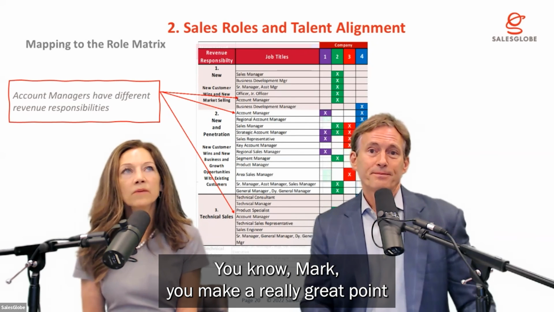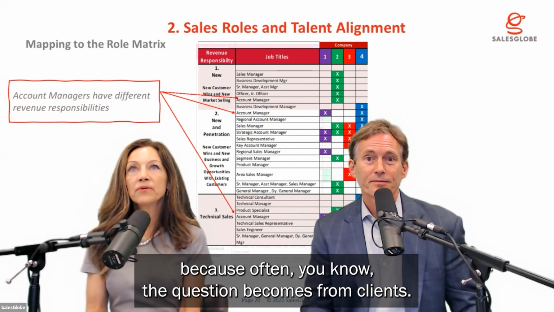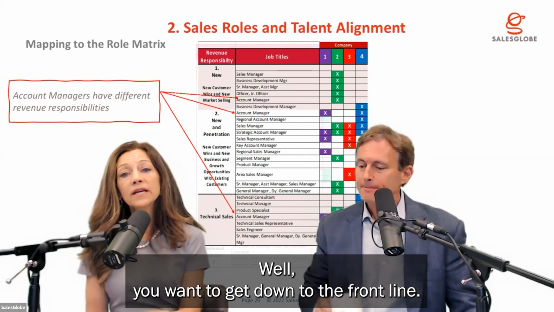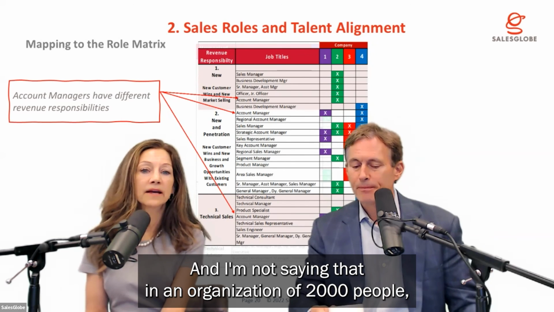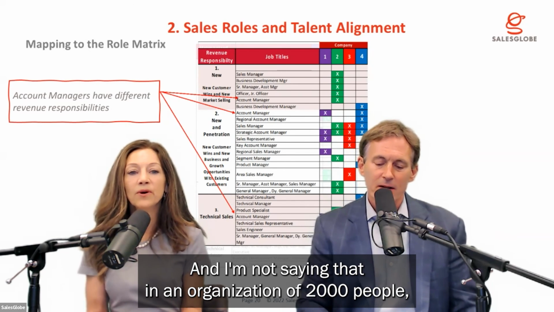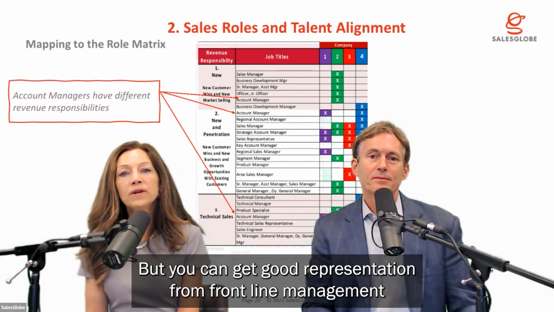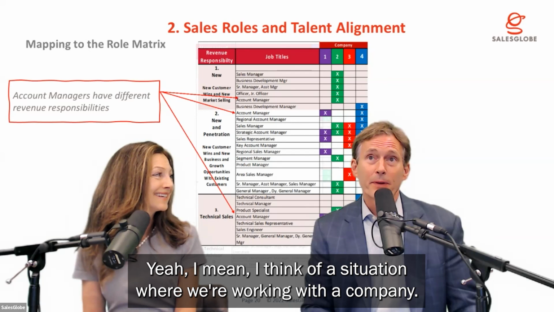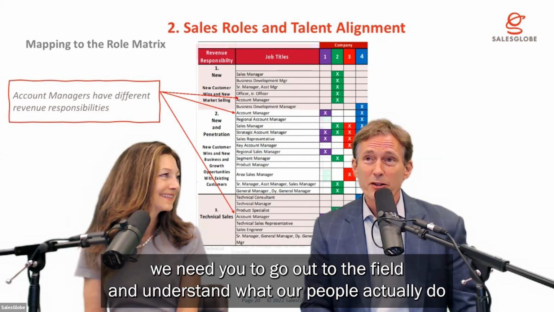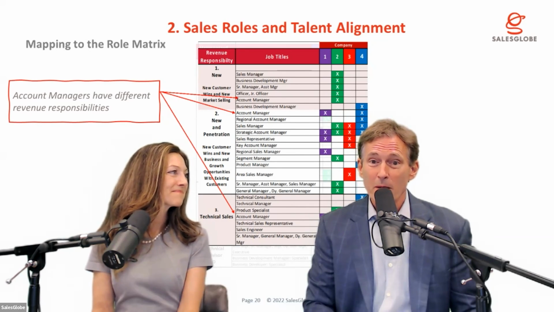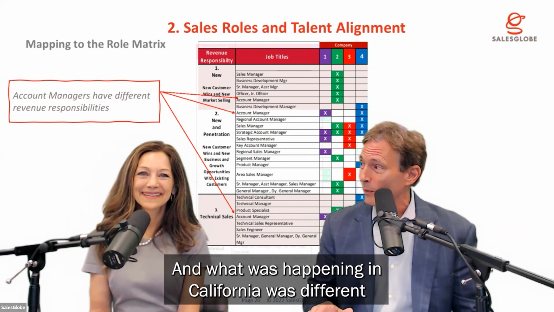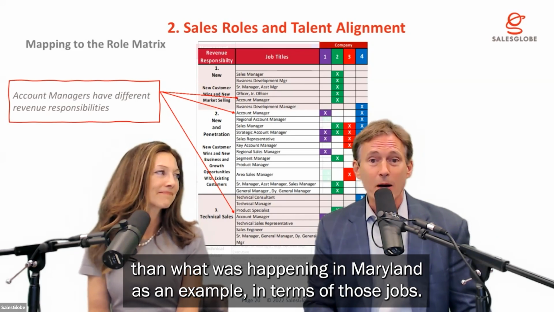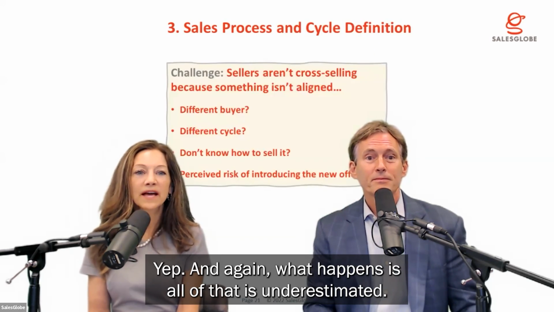Mark, you make a really great point because often the question becomes from clients, so you want to talk to the sales leadership. Well, you want to get down to the front line. And I'm not saying that in an organization of 2,000 people, you need to talk to all 2,000 people, but you can get good representation from frontline management that typically understands what's going on. I'm thinking of a situation where we're working with a company. They said, we need you to go out to the field and understand what our people actually do, because they had all the titles, but they really didn't know what they did. And what was happening in California was different than what was happening in Maryland, as an example, in terms of those jobs. And again, what happens is all of that is underestimated.